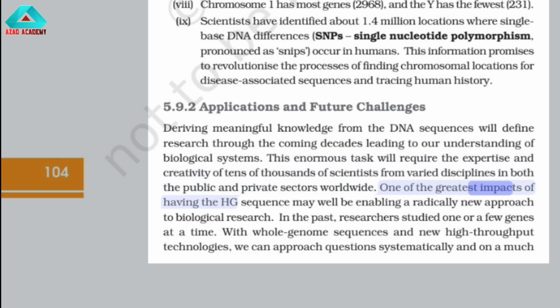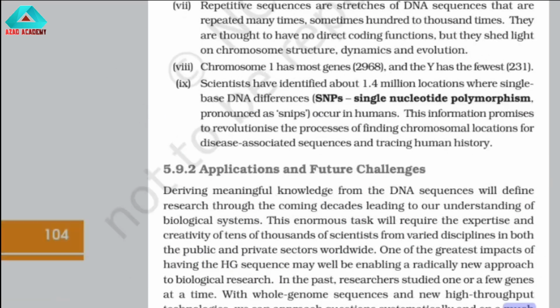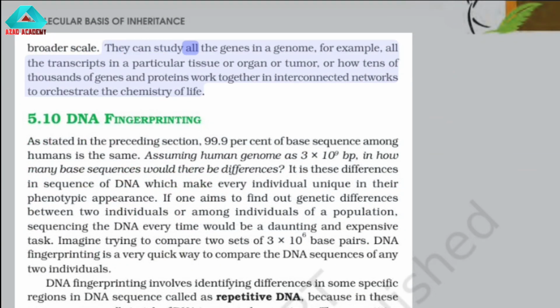One of the greatest impacts of having the HG sequence may well be enabling a radically new approach to biological research. In the past, researchers studied one or a few genes at a time. With whole genome sequences and new high-throughput technologies, we can approach questions systematically and on a much broader scale. They can study all the genes in a genome, for example, all the transcripts in a particular tissue or organ or tumor, or how tens of thousands of genes and proteins work together in interconnected networks to orchestrate the chemistry of life.